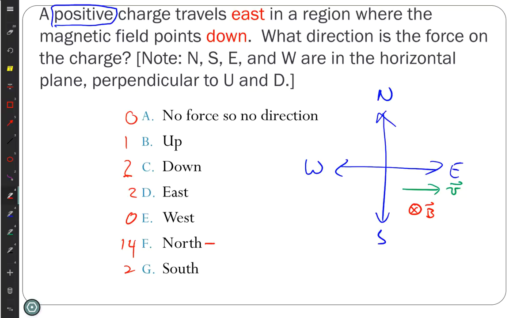Lead us through it. So, our right hand, what direction should I start with, what finger? Her finger's pointing this way, let the record show. So my index finger is pointing east. And then you put your middle finger towards the B. Excellent. Your thumb points the direction of V cross B, and because it's a positive charge, it's the same direction. So that was perfect.